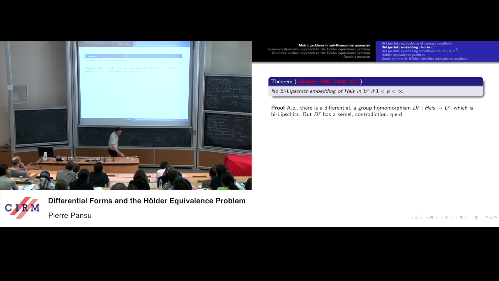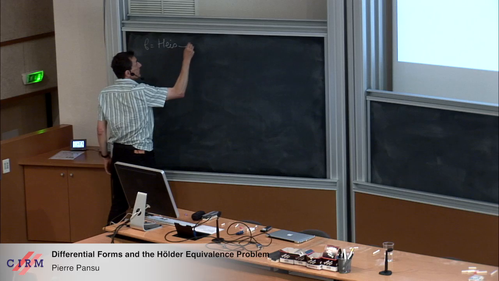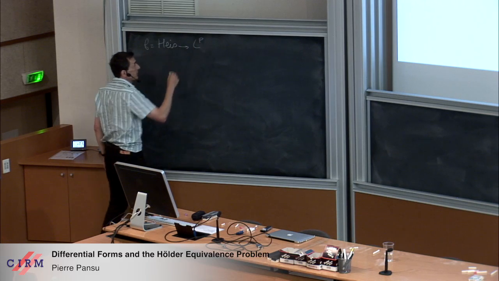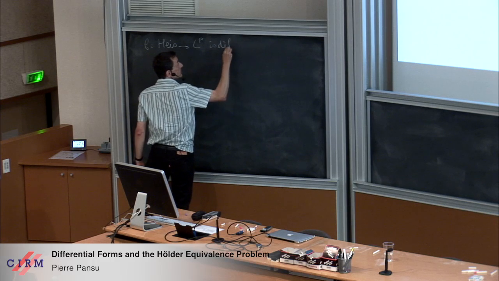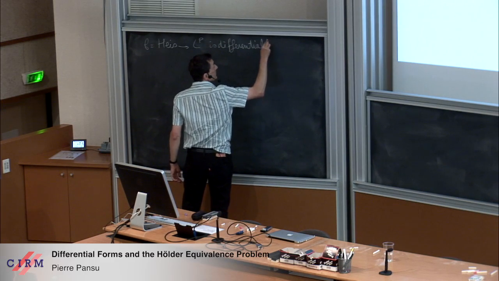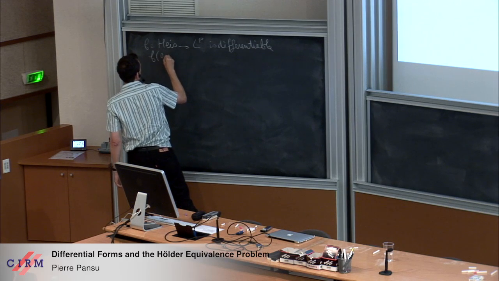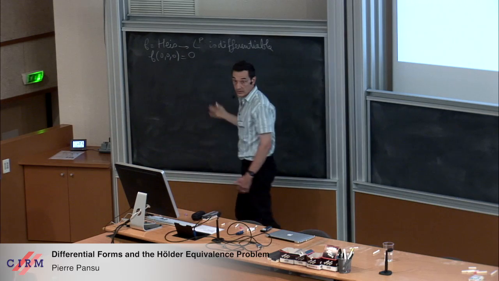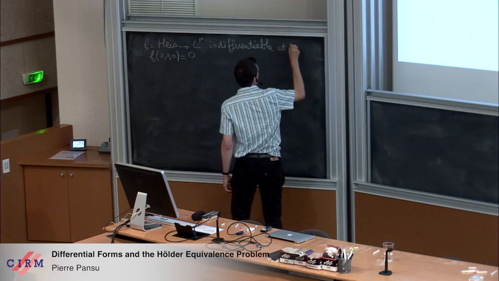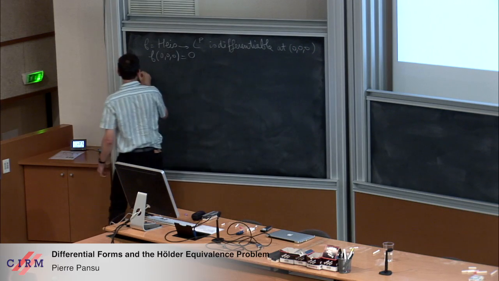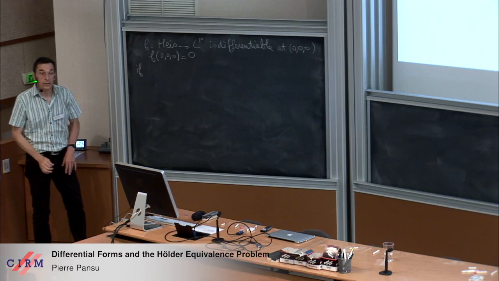And the proof is rather easy. It's based on the idea of differentiability. What does this mean? I say that a map, let's say from Heisenberg group to itself or to some vector space, well, let's say to LP, is differentiable, well, let's assume that it maps the origin, so 0, 0, 0, to 0, just for simplicity of notation. It's differentiable at 0 if I simply copy the Euclidean definition.